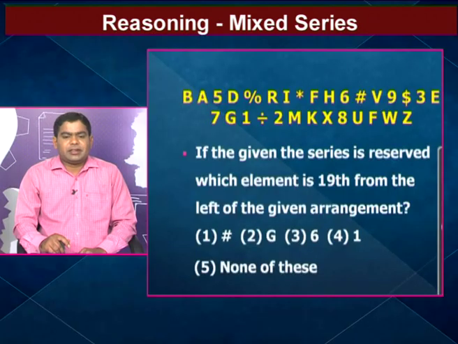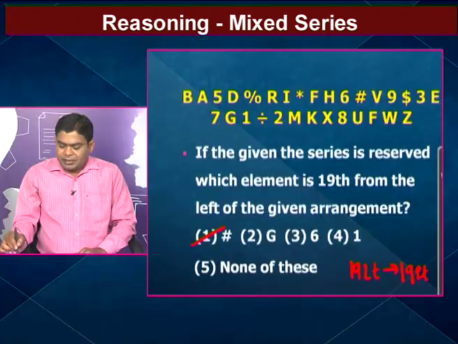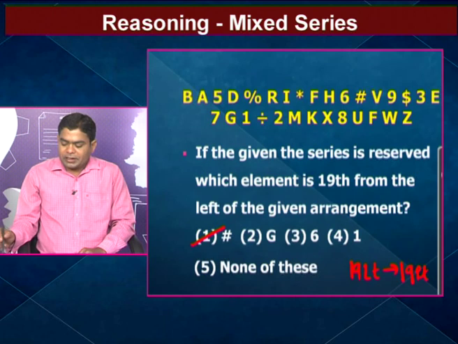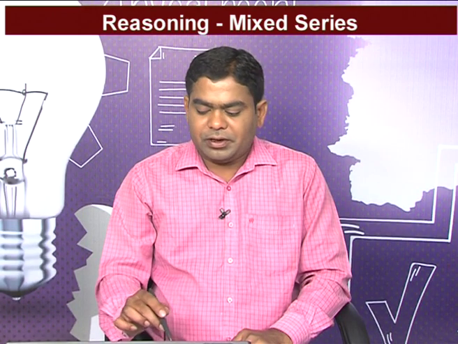If the given series is reversed, which element is 19th from the left of the given arrangement? Series reversed means we count from the opposite direction. In our question, 19th left is given, so we take the opposite direction. That means we count the 19th from the right end. In our series, right means we count from the Z. By observation, the 15th element is 3, the 16th element is dollar, the 17th element is 9, the 18th element is V, and the 19th element is ash. So the answer is ash, which means the first option.